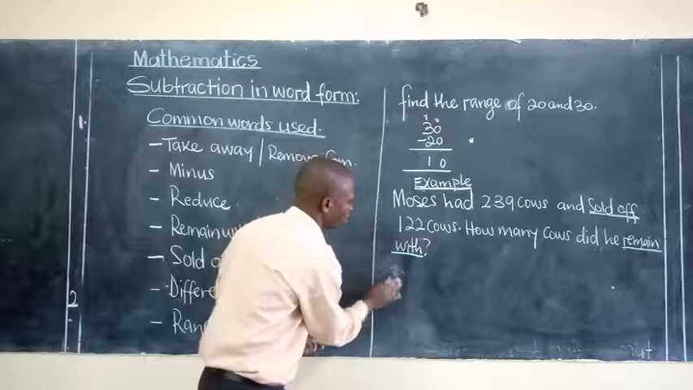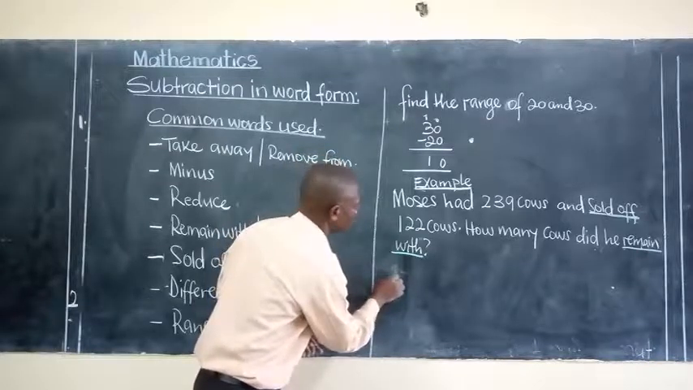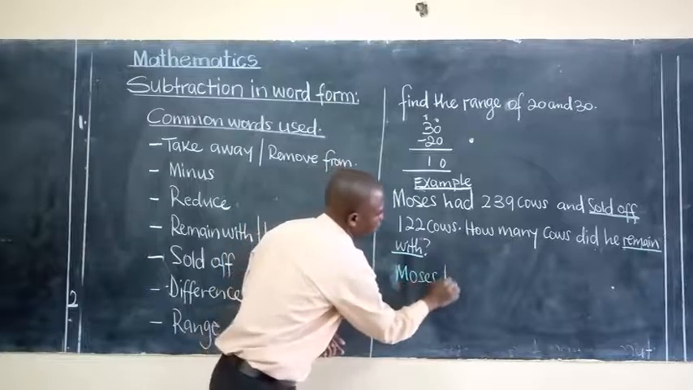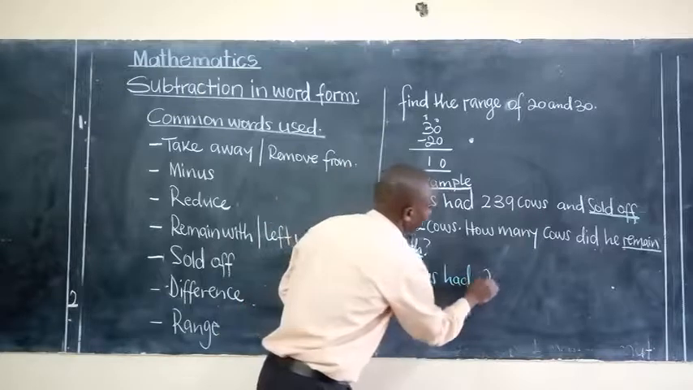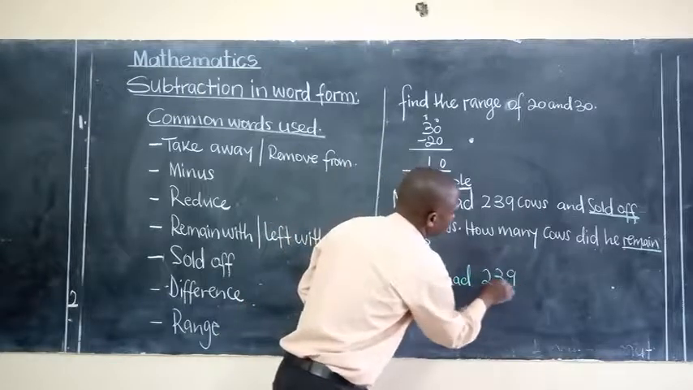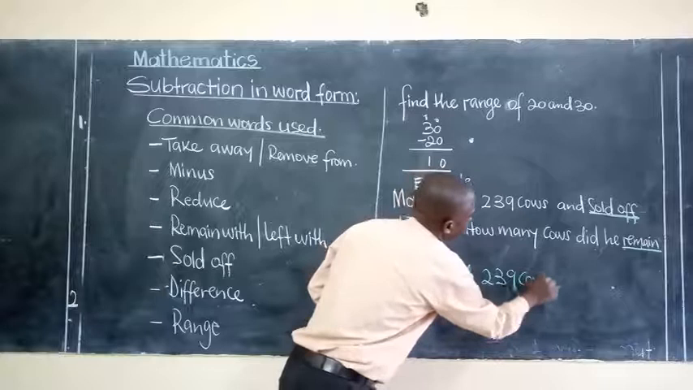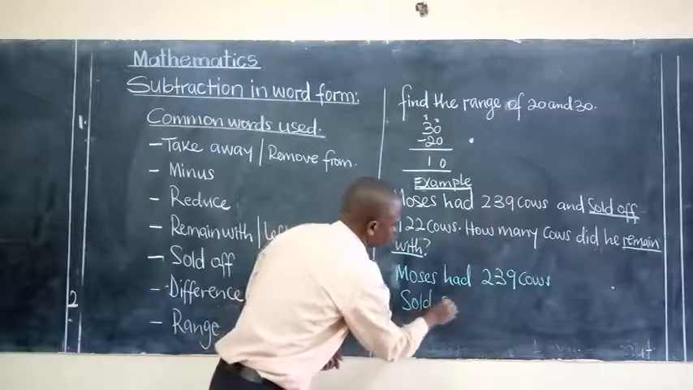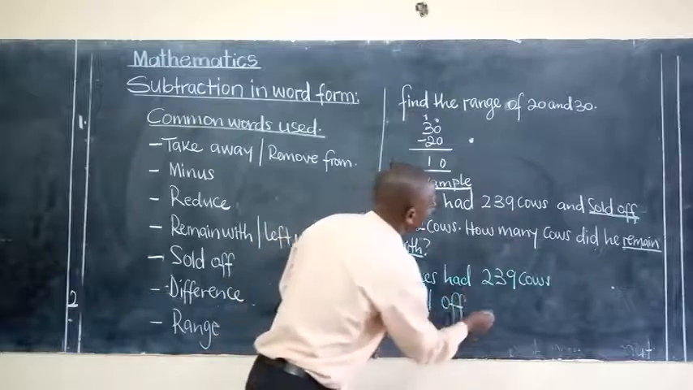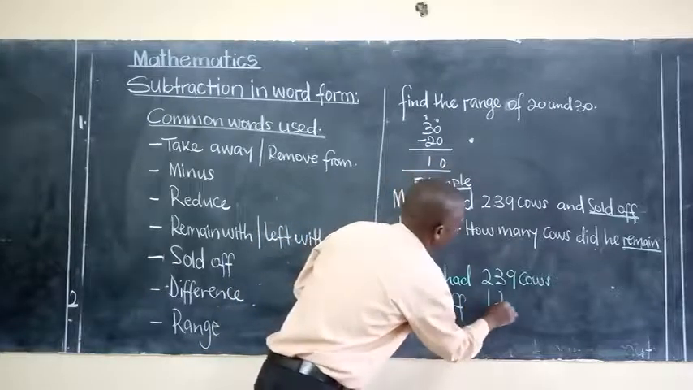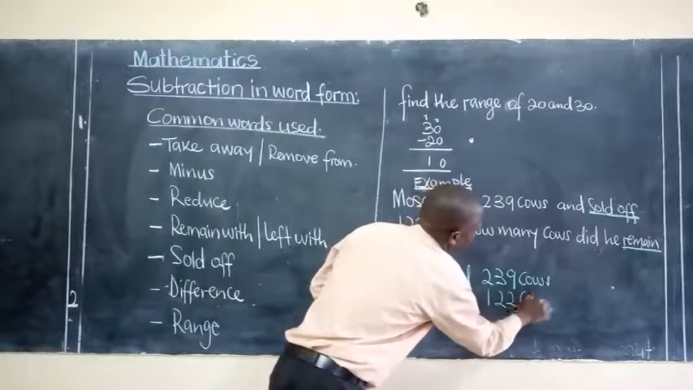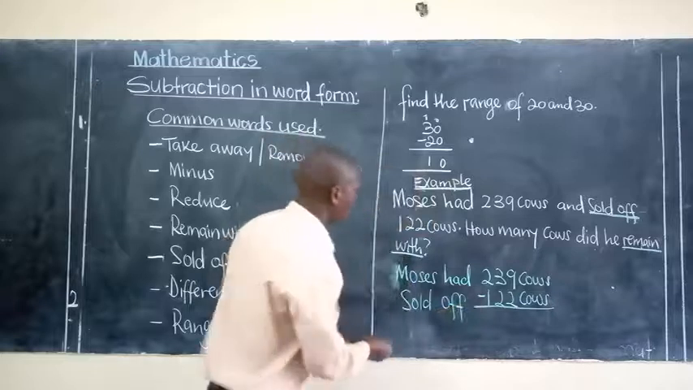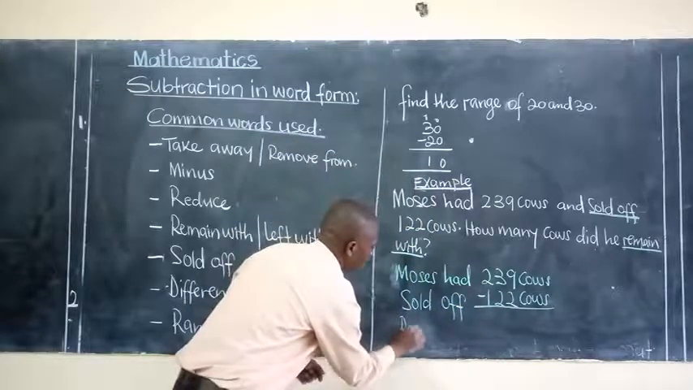So we say Moses had 239 cows. Then sold off 122 cows. Then remained with.